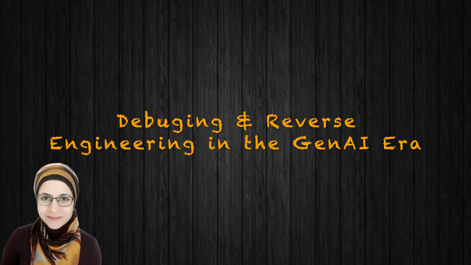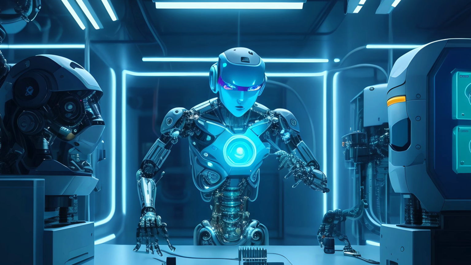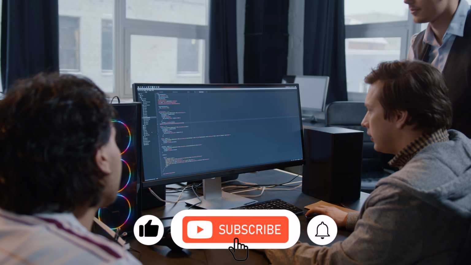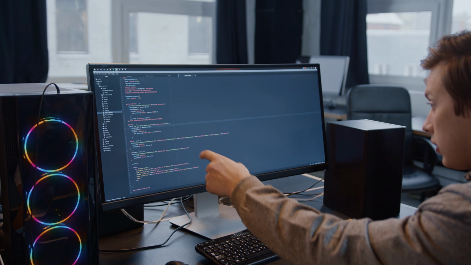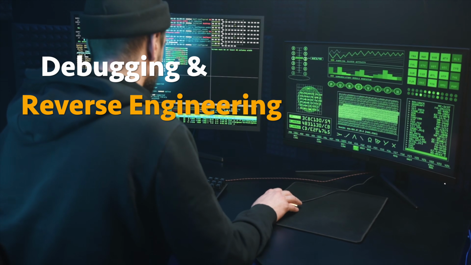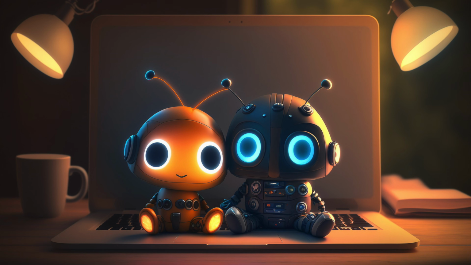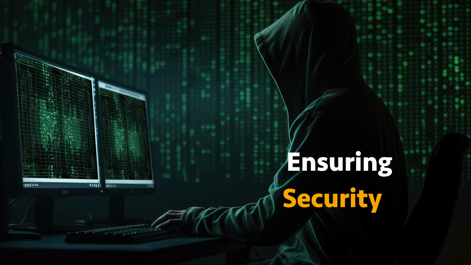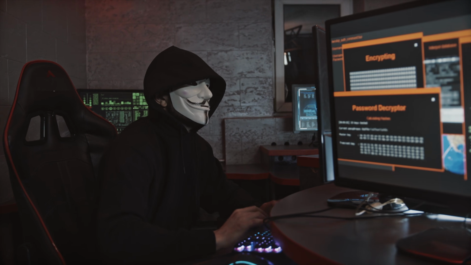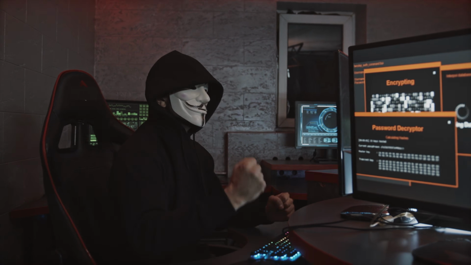Debugging and reverse engineering in the GenAI era. As we edge closer to this AI-driven future, the role of the human code reviewer becomes more crucial than ever. Ensuring the quality and security of AI-generated code will demand expertise in debugging and reverse engineering. These skills have always been vital for software engineers, but in the GenAI era, they take on a whole new level of importance. Here is why. Ensuring security. AI-generated code might have hidden vulnerabilities. Reverse engineering helps uncover and fix these issues before they can be exploited.